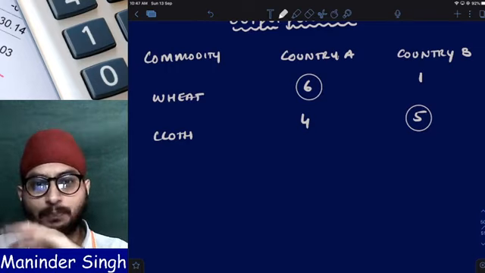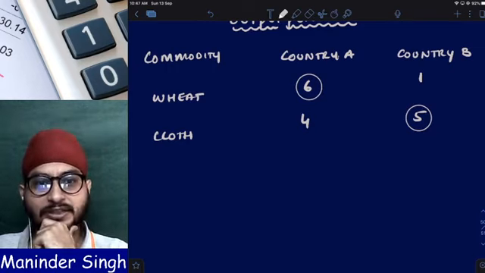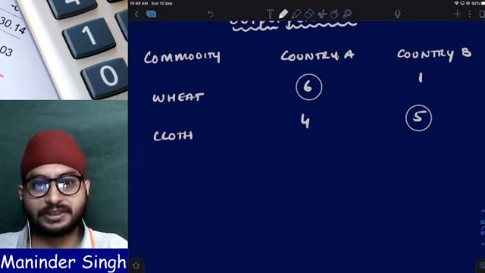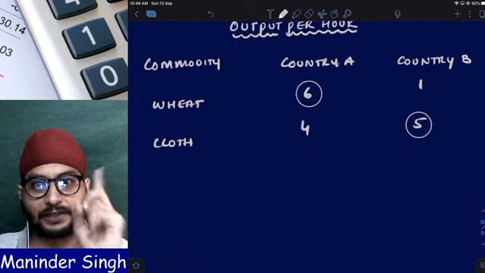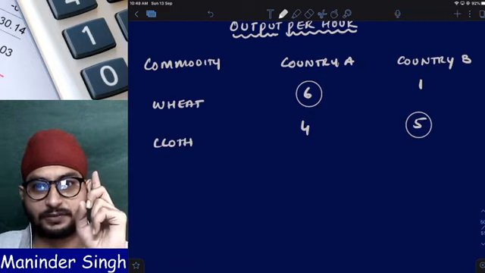Now tell, are both the countries having an absolute advantage? But what is this absolute advantage in terms of? In terms of cost. Now tell, I am able to produce 6 units of wheat in 1 hour. Cost will increase or decrease? When production increases, cost will increase or decrease?